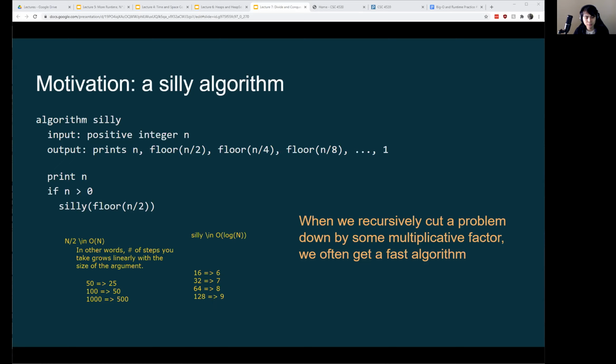So if we call silly of 17, it makes the same number of calls. When you double the n, the number of calls increases by 1. Yes, that's exactly right. If we did silly of 17, the math would be a little bit uglier, but it will do roughly the same number of recursive calls as if we did silly of 16.